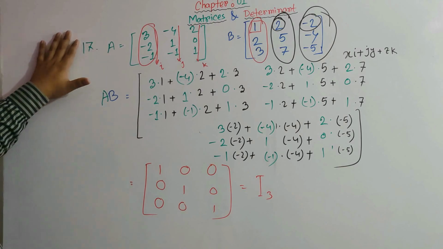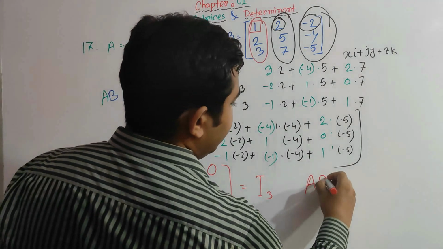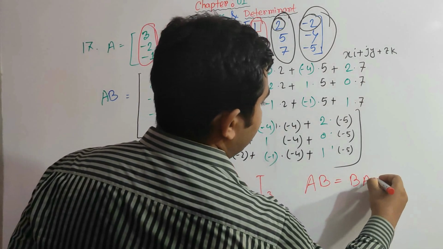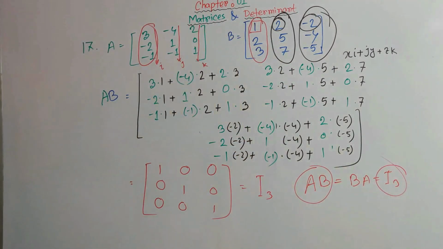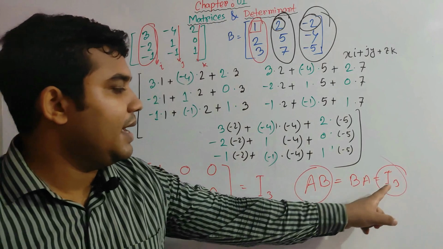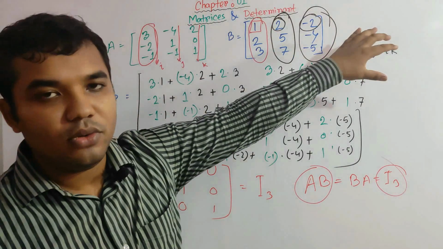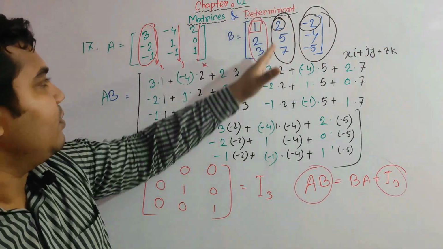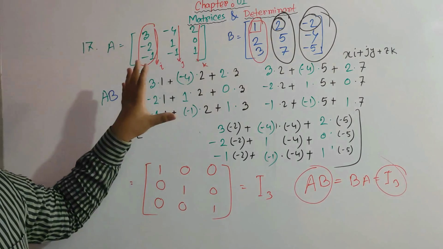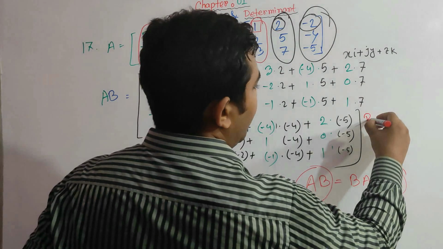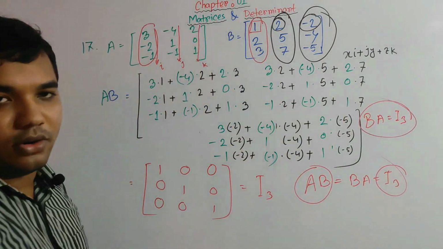So this is question number 17, where we actually had to prove AB equals BA equals I3. I have already found AB equals I3. Now it's your work to show BA equals I3. What you have to do is just put B here and A there. At that time, our I, j, k should be fixed, and here we will work with X, Y and Z. So your work is BA equals I3. Is this correct or not?